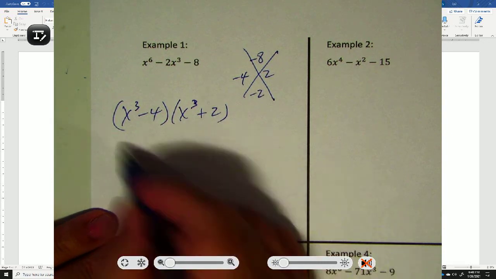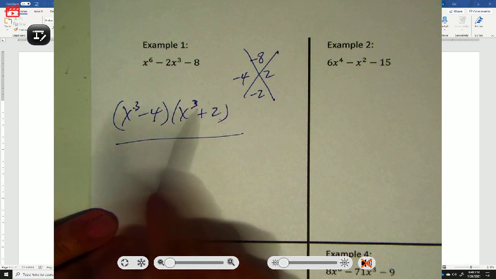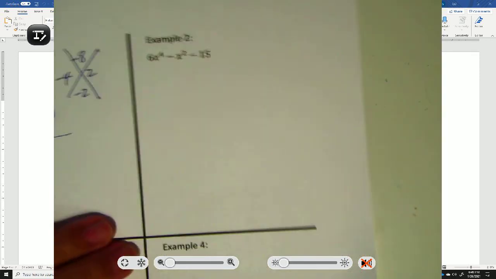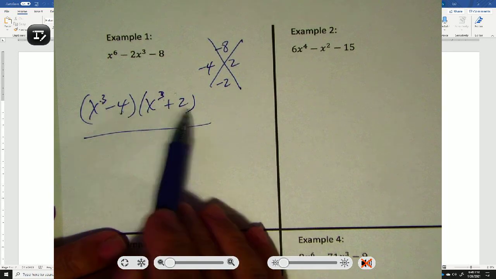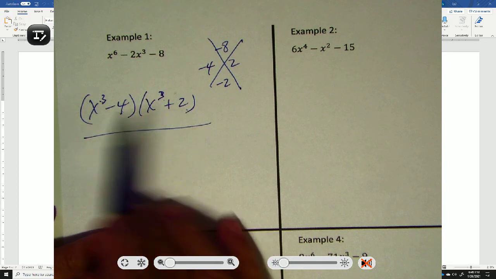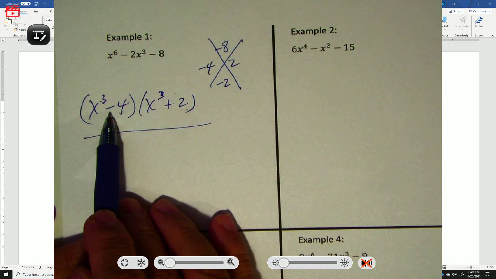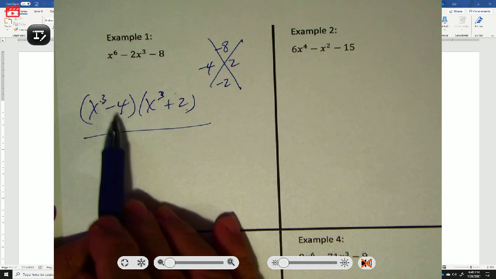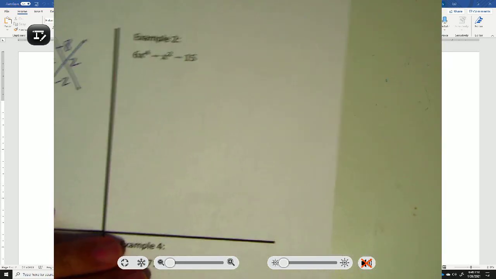And that's it, okay? 4 is not a perfect cube. 2 is not a perfect cube, so that's it. I'm done. That's finished. So the only way these could be factored is if that were a perfect cube and that were a perfect cube, okay? Because I have a perfect cube and then just another addition or subtraction sign. There's no other middle term like x or 2x or whatever. All right, moving on to example 2.